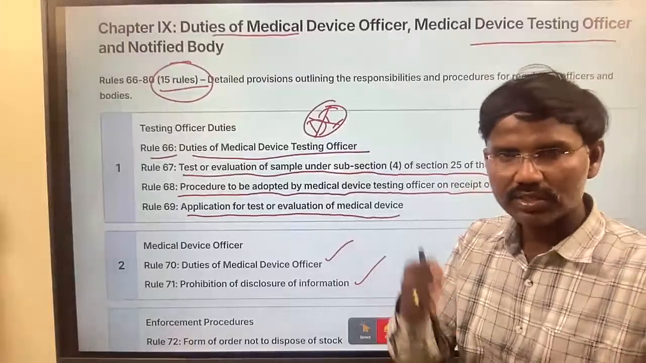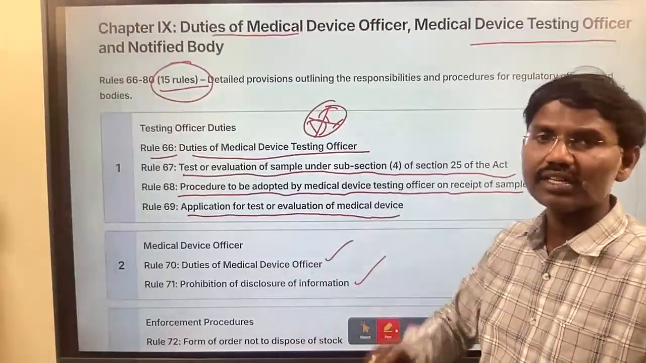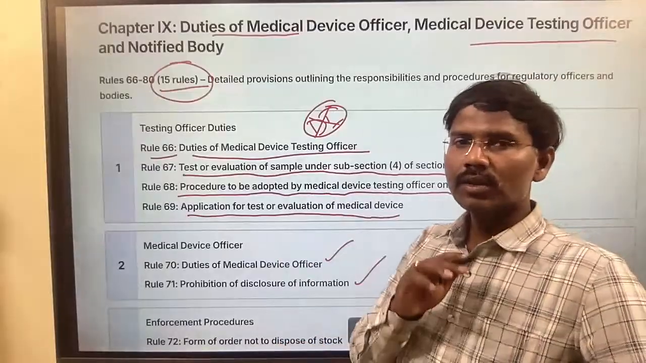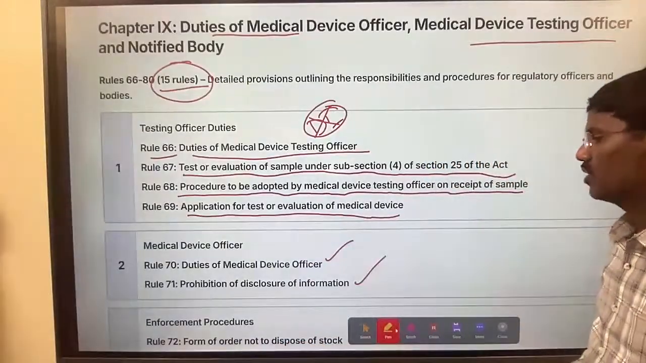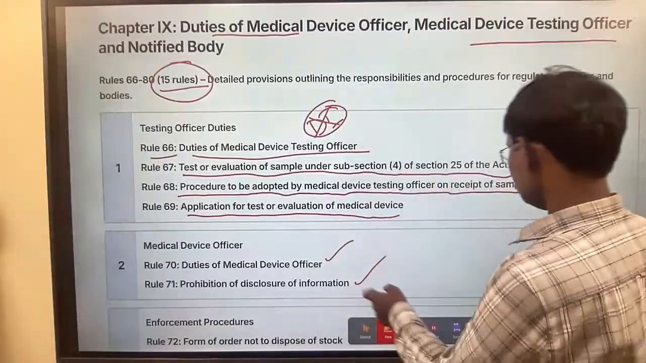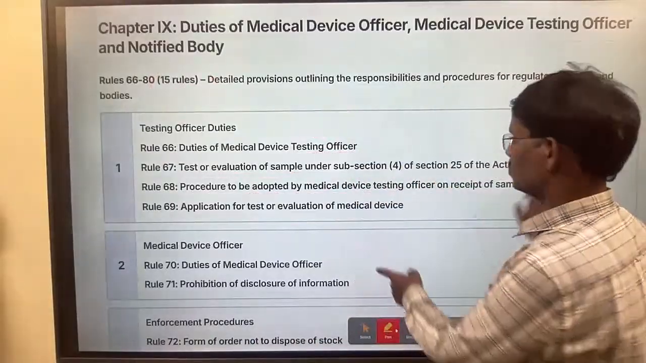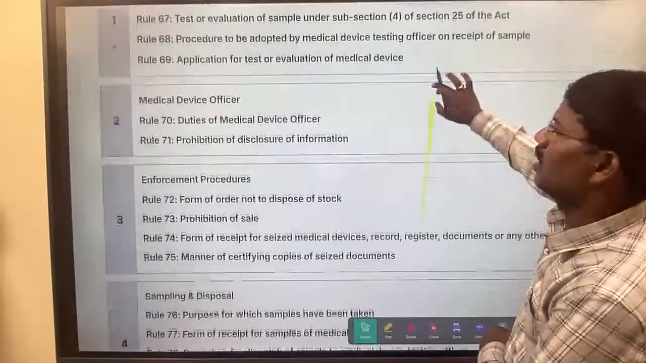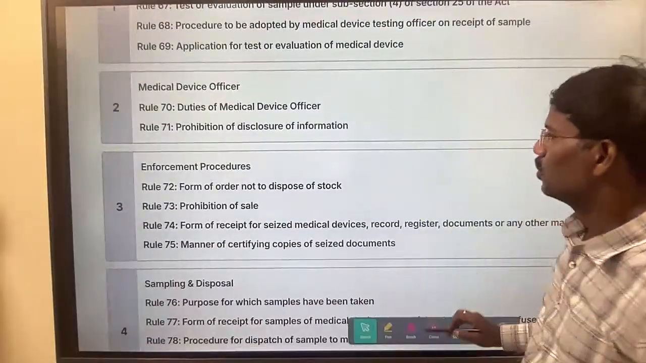70 is your duties. I will tell you that also in the next video, what are the main duties of the drug inspector in a shorter form. And then 71, prohibition of disclosure of information. And last, enforcement procedures. Yeah, so we'll move up. Medical device officer duties we have seen.